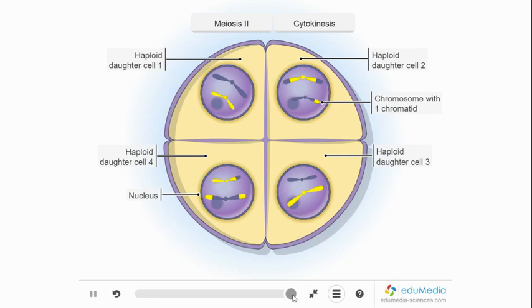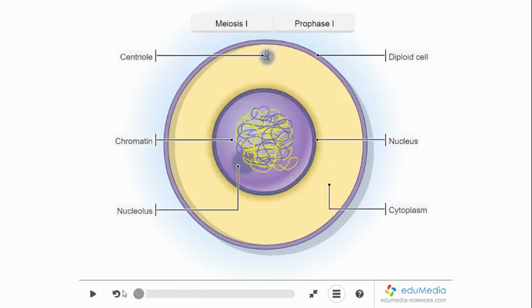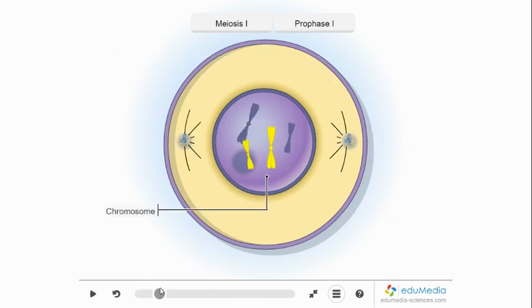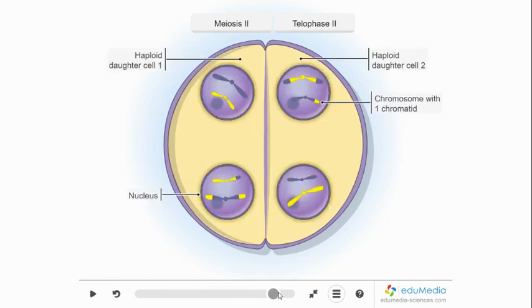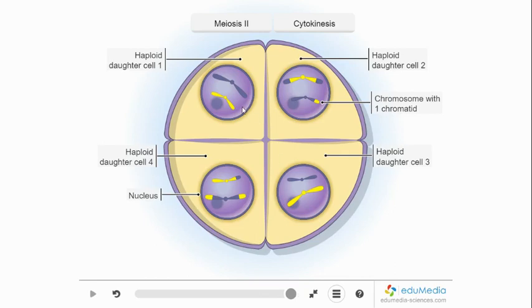The parent cell in the beginning, let's see how many chromosomes we had. There were four, or 8, or 4 pairs, if you want to say. And then we end up, look at that, each one has only 2. We started with 4, we end up with 2.